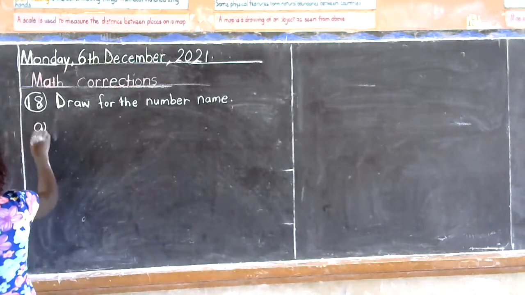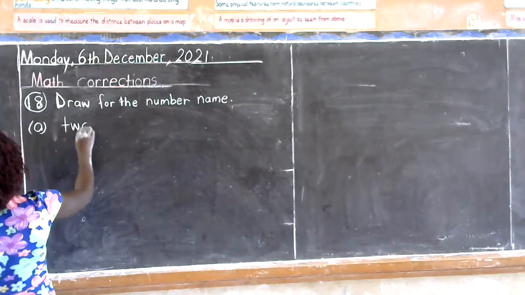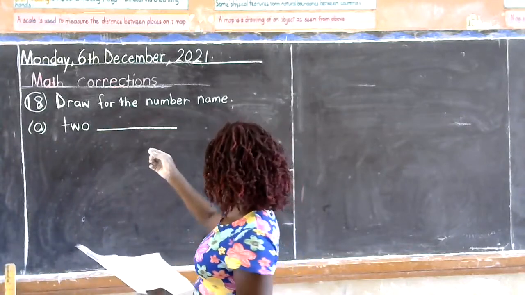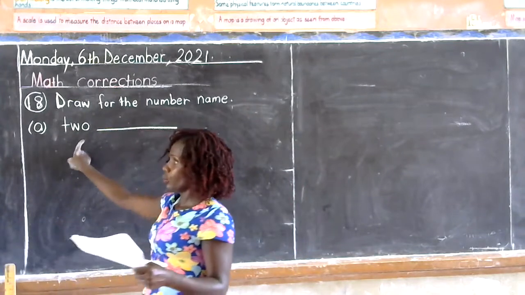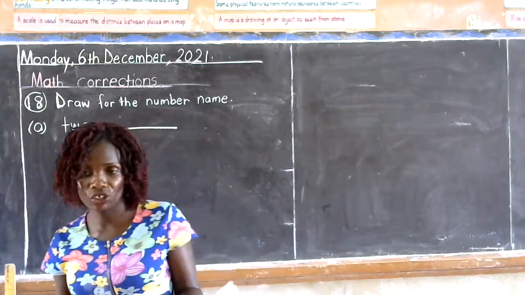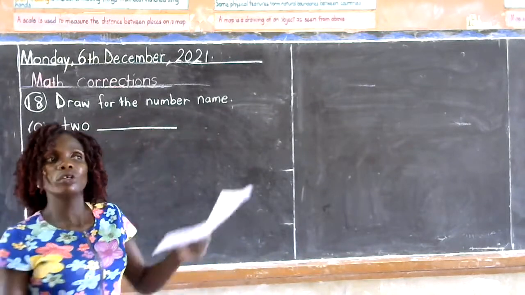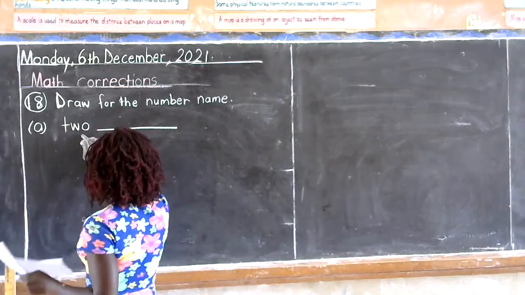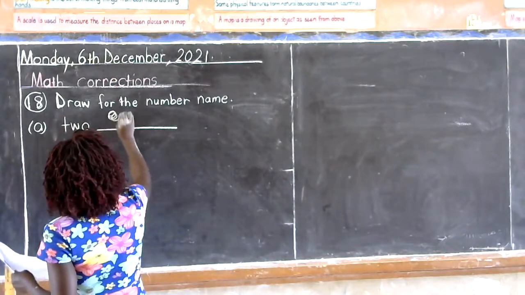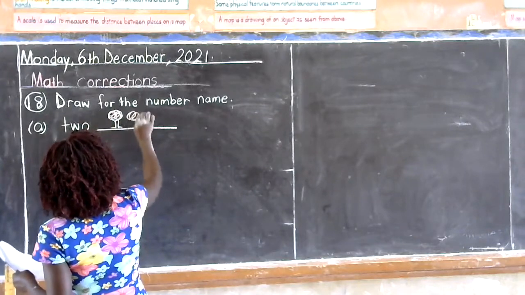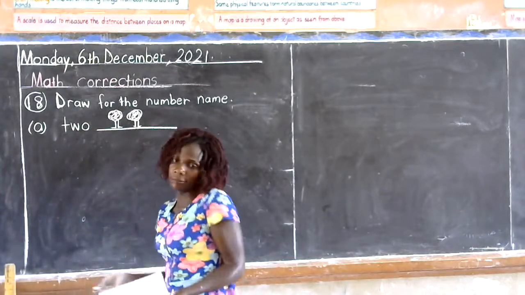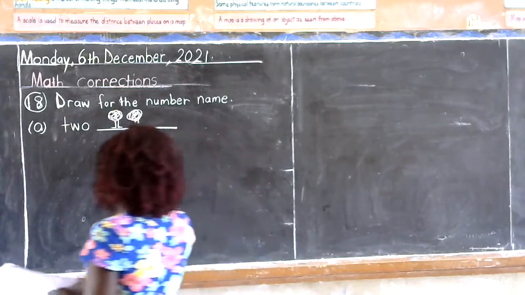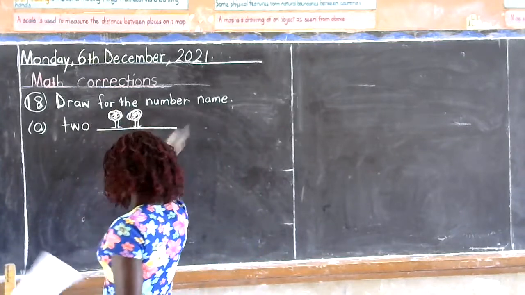And the A was the word two. Here you are told to draw for the number name. If you are given the word two, you can draw any pictures you want, okay? You are not told to draw this type of picture. You draw any. So here, the word two, we have drawn the trees. You draw anything you want, because I've told you to draw for the number name.